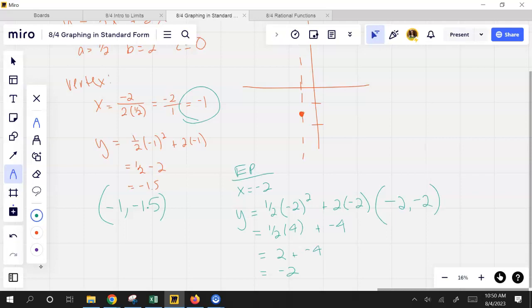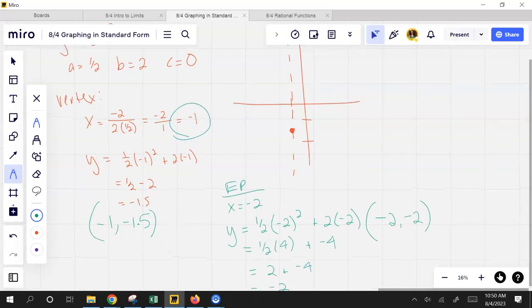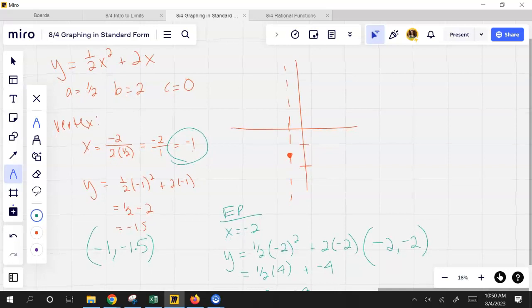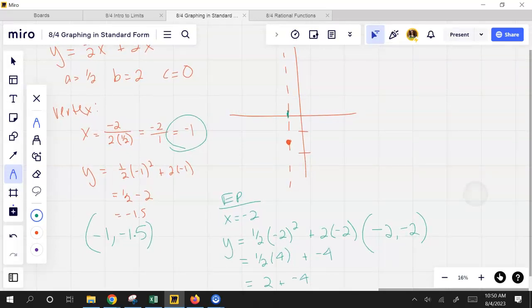All right, so my vertex is negative 1, negative 1.5. My easy point is negative 2, negative 2. Do what? Did I make a mistake? Did I make a mistake somewhere? Because this was it. Where are y'all looking? Where did I mess up? Please always say something. I start going so fast and I get so excited. This has got to be over 1. Bro. I dropped the ball on that example.